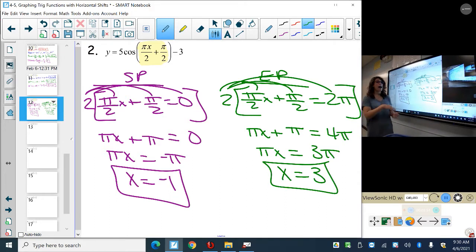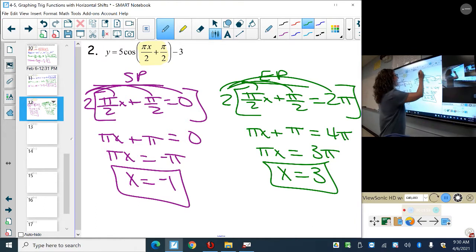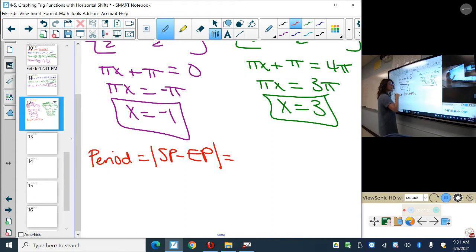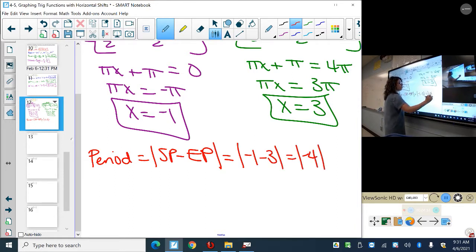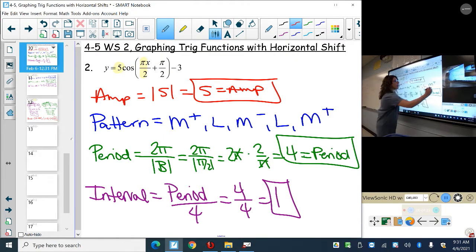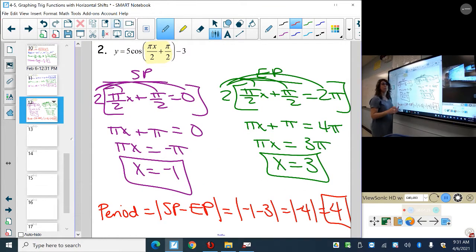Now, I have my starting point and my ending point. How do I know I'm right? Well, remember, I gave you that nice little way to check. The way you check is you are going to say your period is equal to the absolute value of your starting point minus your ending point. My starting point is going to be negative 1 minus 3, which is negative 4. The absolute value of that is 4. So we're simply going to come back here and say, hey, was my period 4? It absolutely was 4, which means I know that I'm correct now because I've checked.